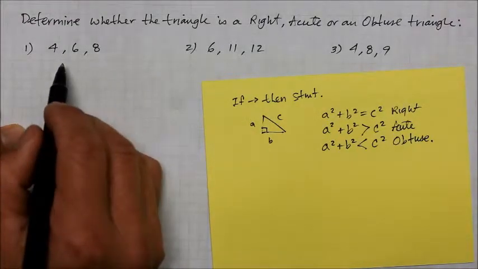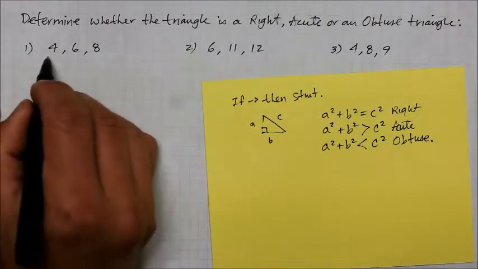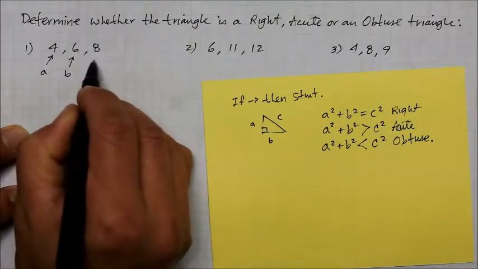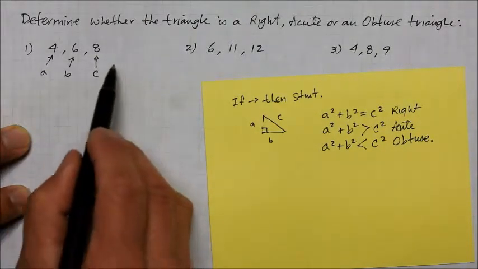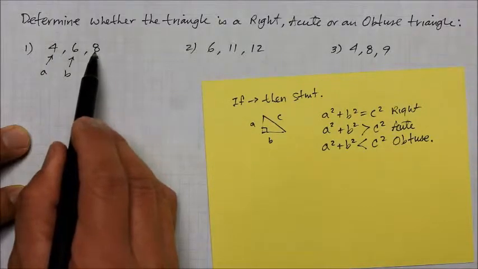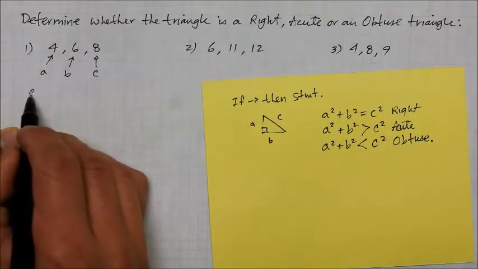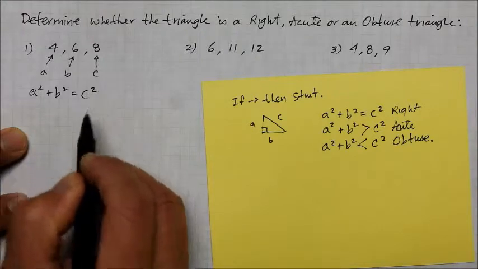So here's how it works. When you have your homework assignment, and they give you a series of numbers like this, the first number is A, then B, and the last one is C. And it should always be the biggest number, because that's the hypotenuse of a given triangle, the longest side. So we're going to use the Pythagorean theorem, a squared plus b squared equals c squared.